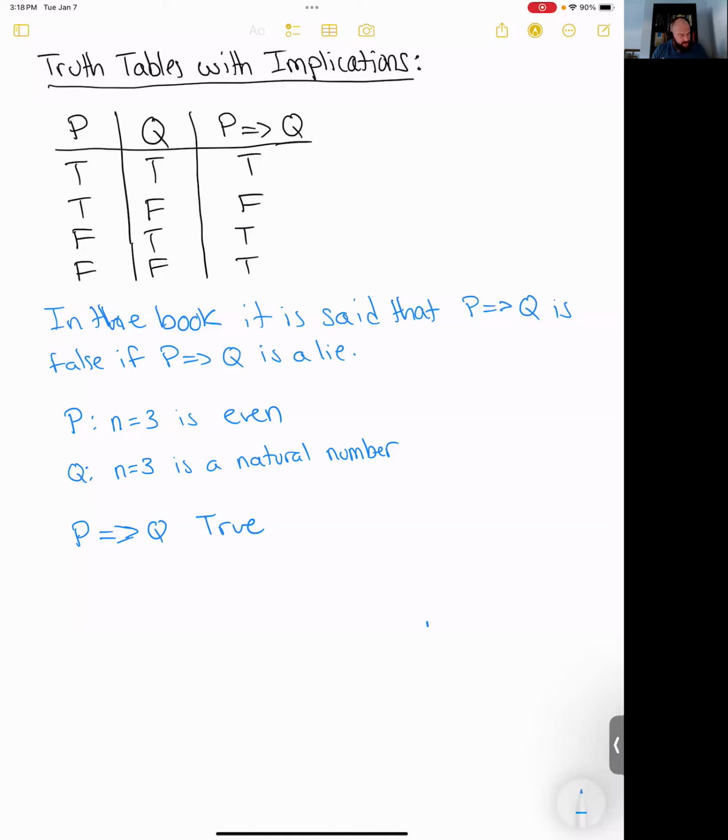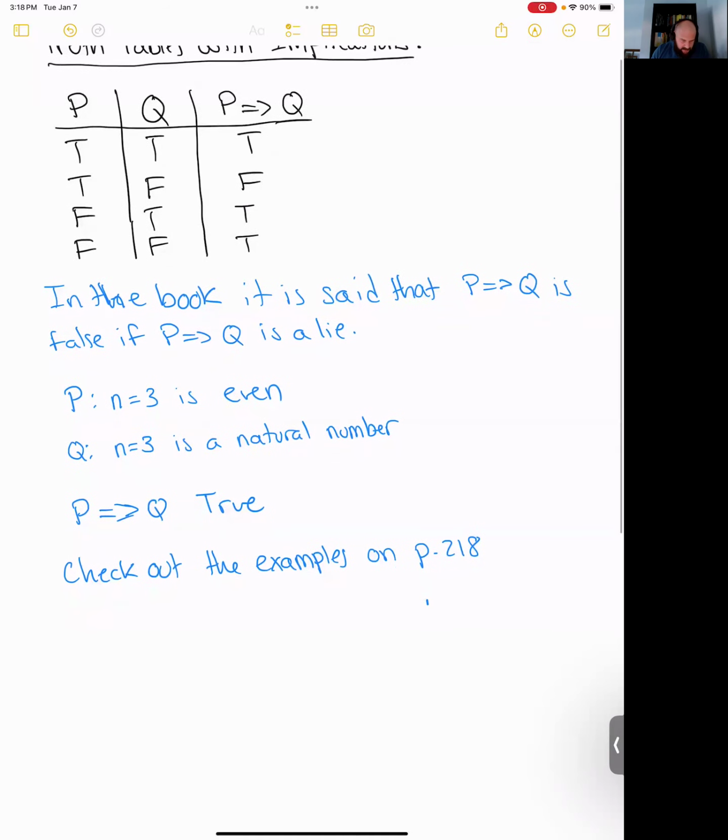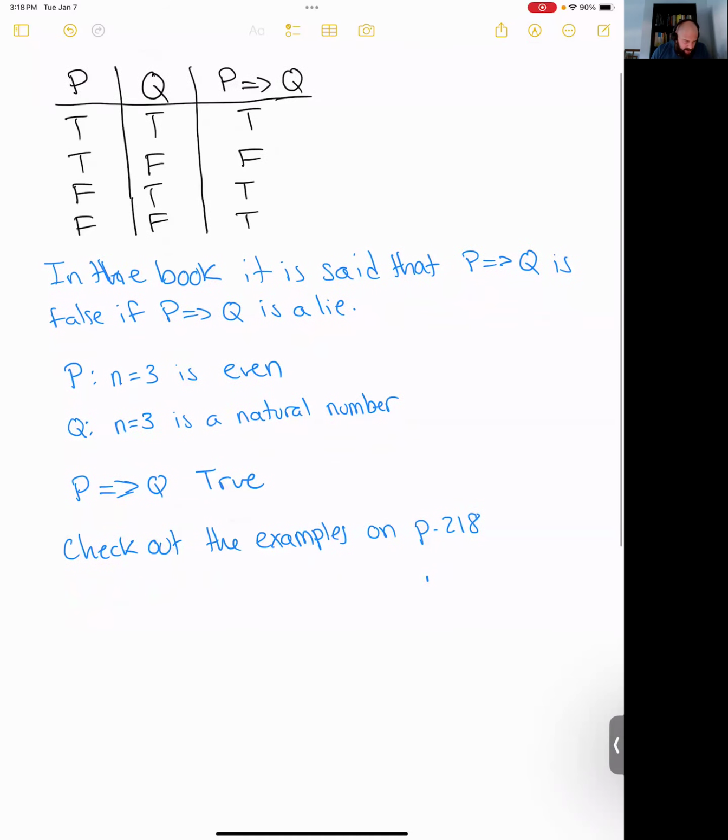Okay, so again, think about this in terms of whether the implication lies to you or not, and if that bothers you, you can check out the examples on page 218. And feel free to discuss this with me if it still bothers you. But I don't want to spend too much time here because oftentimes I find when this bothers somebody, it's helpful just to specifically talk about exactly what is bothering you.